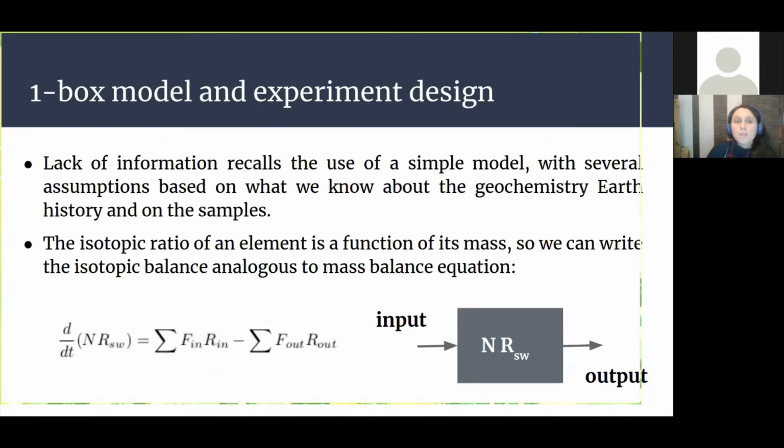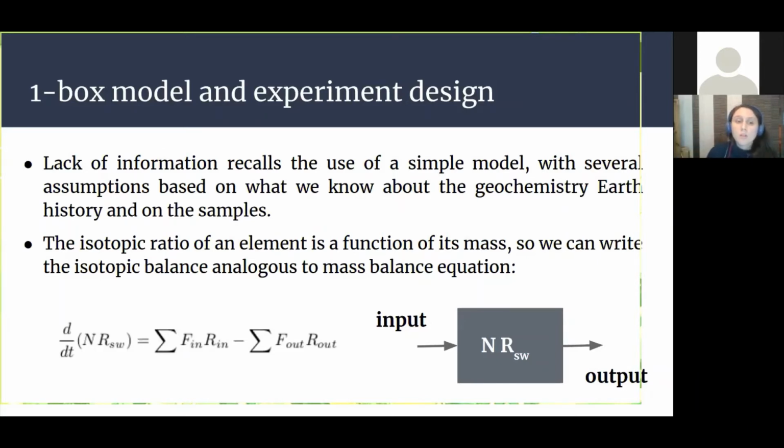So we designed a one-box model. It's quite a simple model, but as I said, we have a lack of information about the environment, so we don't have many parameters to feed the model. So it would not be useful to have a very complex model, because we would need to make a lot of assumptions, and it would not be good to add more uncertainty to our study. So we use a simple one-box model based on the mass balance equation.